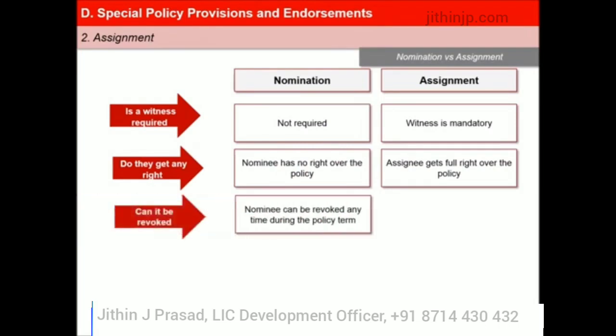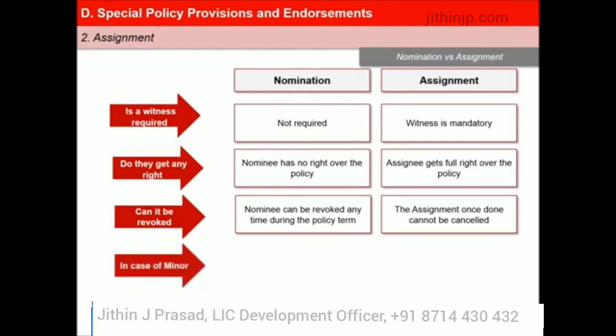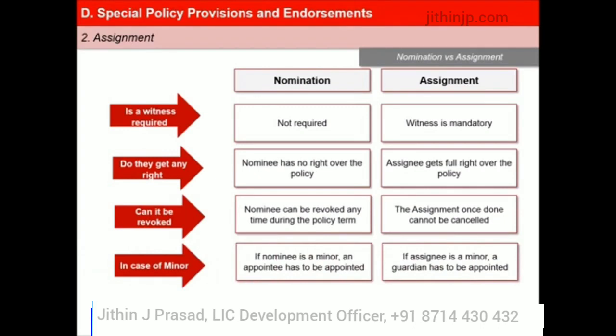Eighth, a nomination can be revoked or cancelled at any time during the policy term, whereas an assignment once done cannot be cancelled but can be reassigned. Ninth, if the nominee is a minor, an appointee has to be appointed, whereas if the assignee is a minor, a guardian has to be appointed. Tenth, in case of the nominee's death, the rights of the policy revert to the policyholder or to his or her legal heirs, whereas in case of a conditional assignee's death, the rights on the policy revert to the life assured based on the terms of assignment. Though in case of an absolute assignee's death, his legal heirs are entitled to the policy.